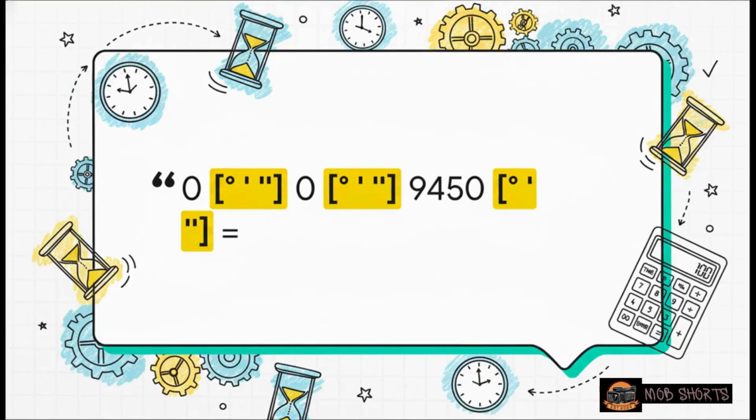We need to tell the calculator that we're starting with 0 hours, so press 0, then the time button. Then we tell it we have 0 minutes, so press 0 and the time button again. And finally, we tell it how many seconds we have. So type in 9450 and hit that time button one last time. Got it? Now just press equals.